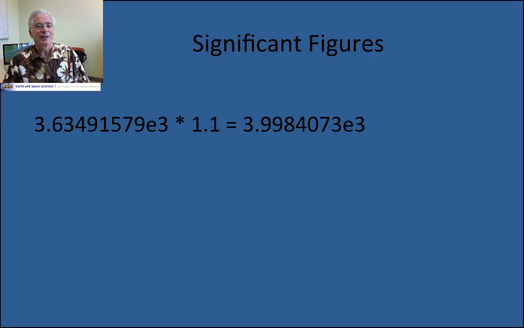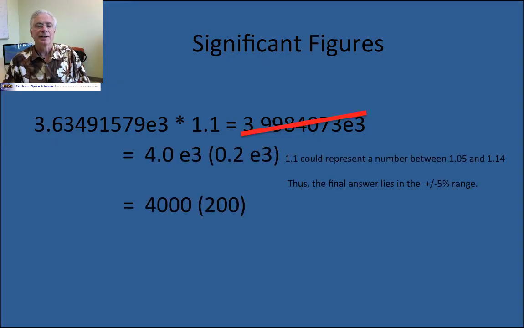If you introduced the following numbers into your hand calculator or into an Excel spreadsheet, 3.63491579 times 10^3 times 1.1 would give you 3.9984073 times 10^3. If you entered that on your answer sheet, it would be wrong. Notice that the input, one of the numbers only has 2 significant figures. Therefore, the answer has 2 significant figures. So the correct answer is 4.0 e to the third, or 4,000.